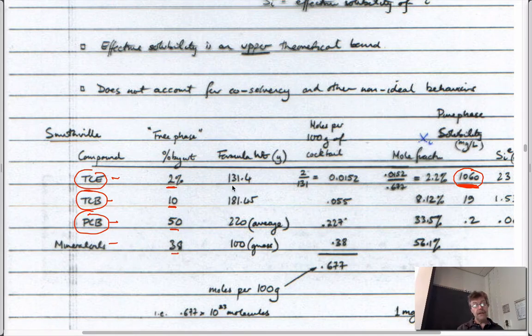If we know the formula weights for each of those, which we know well for some of them and less well for others, then we can calculate as a function of those formula weights exactly what the mole fraction is. So you take the percentage of the component by weight and divide through by the molecular weight, 131, and we get a mole fraction, how many moles basically in the cocktail. If we take 10% divided by 181, we'd end up with this.